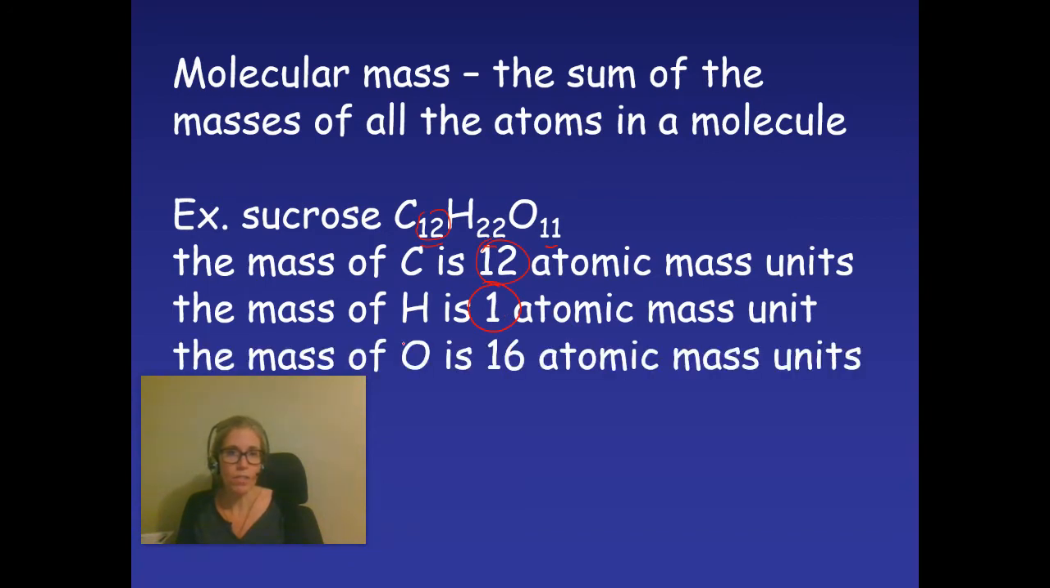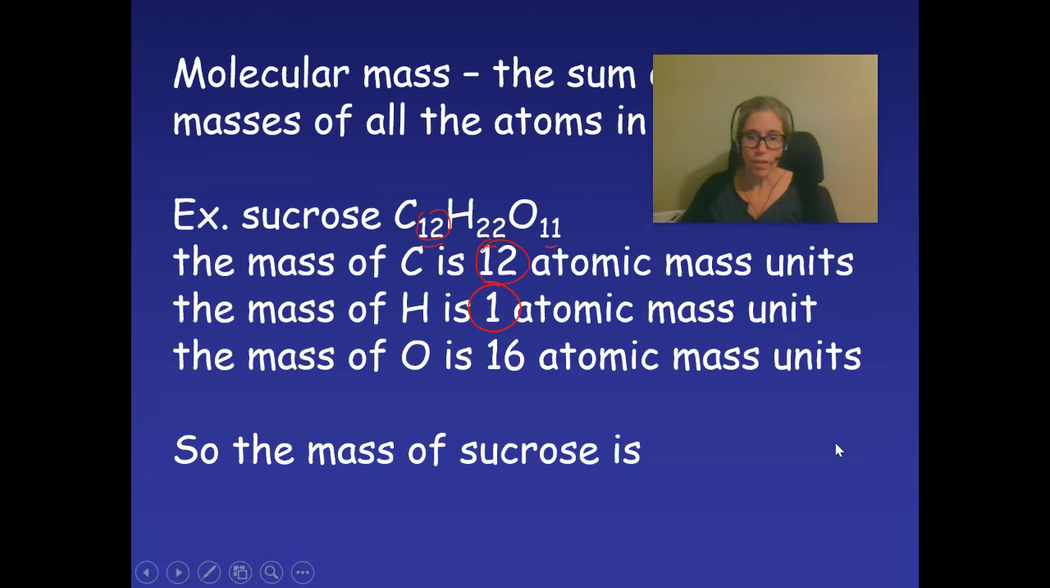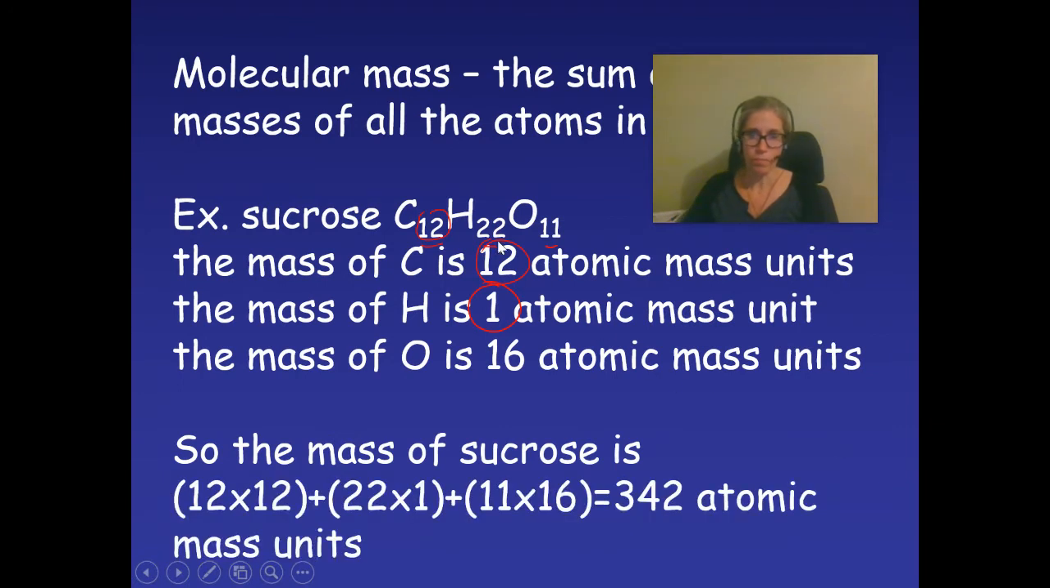And then for oxygen, oxygen has a mass of 16 atomic mass units. I think it's like 15.99 something. Anyway, there are 11 oxygens, and each oxygen has 16 atomic mass units because it's got 8 protons and 8 neutrons, so 16 times 11. So the mass of sucrose is going to be 12 times 12, 22 times 1, and 11 times 16. And when we do all that, we get 342 atomic mass units. It's equivalent to the mass of all the protons and neutrons because the electrons hardly weigh anything in an atom.